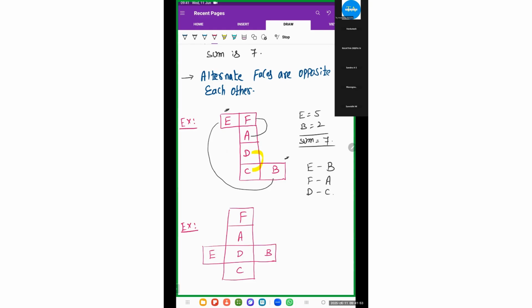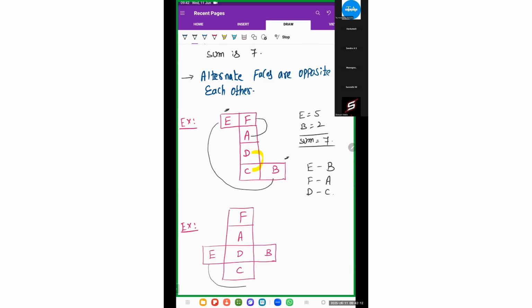Okay, so now see the figure. E and B are the extension. Now tell me, E and B together sum is 7. Yes, sir. So that means E is opposite to B.